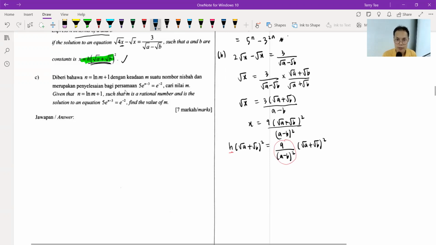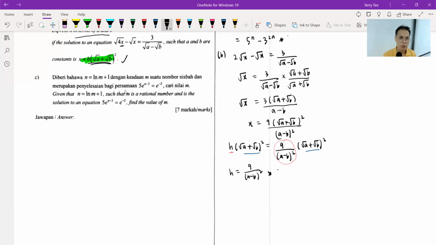Because the rest are the same, right? This square root a plus square root b bracket square, they're the same. So by comparison, I can say h is now 9 over a minus b square. Yeah? Okay? Quite an interesting question.